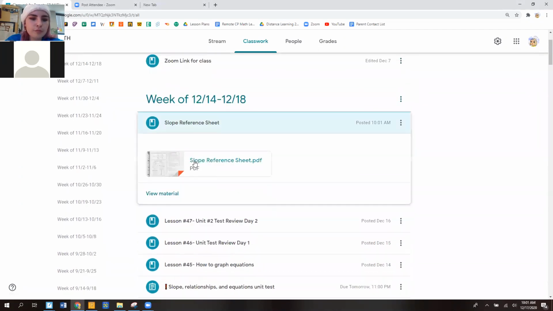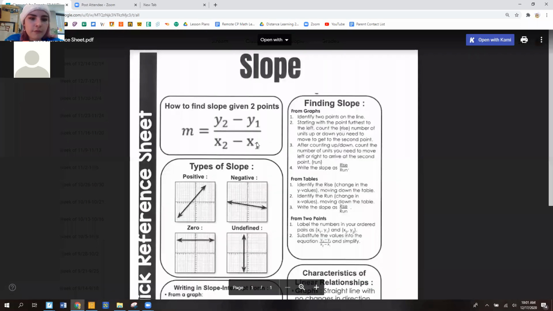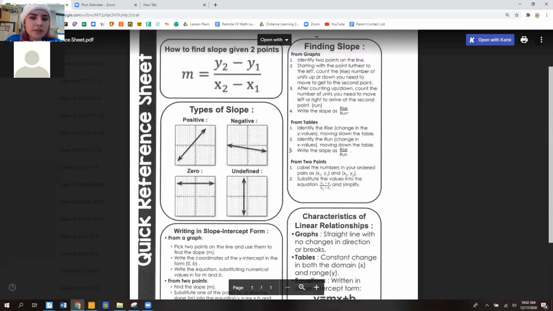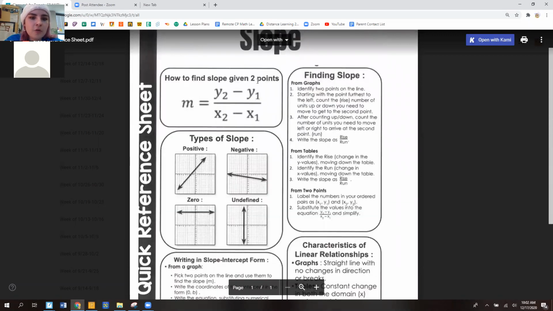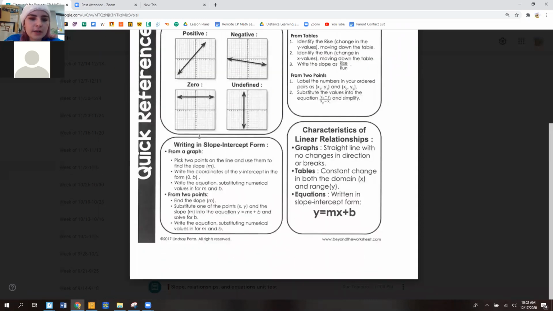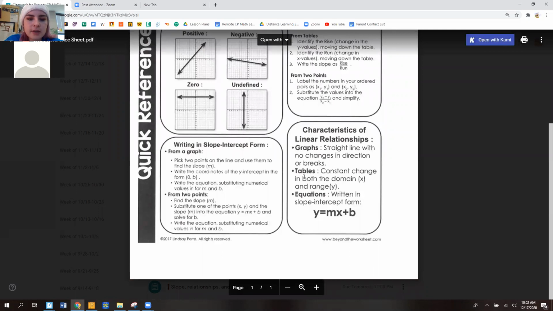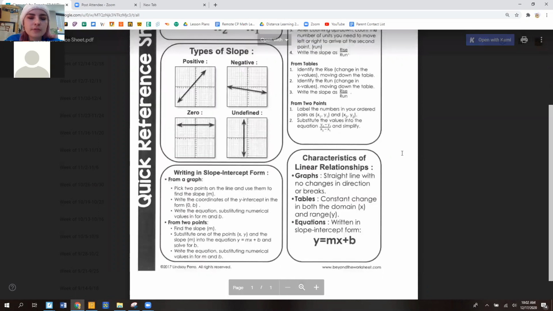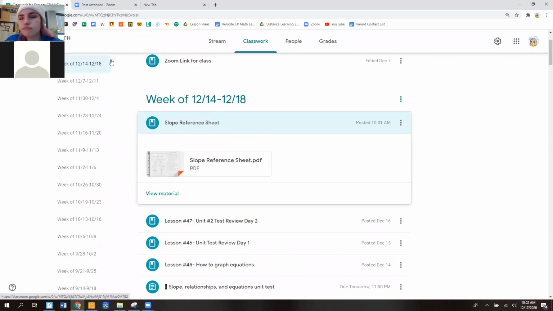But I posted this slope reference sheet. So I'm totally fine if you want to use this on your test. I'm going to give this to my in-person kids, and I wanted to make sure you guys had access to it as well. So if this could help you in any way: how to find slope given 2 points, so this is that formula that we use all the time. Writing slope intercept form, from a graph, from 2 points, graphs, tables, equations. It's got steps for finding slope. So it's got all sorts of stuff. So if you want to use that for any of your assignments, go for it.